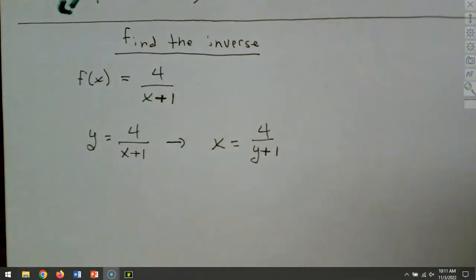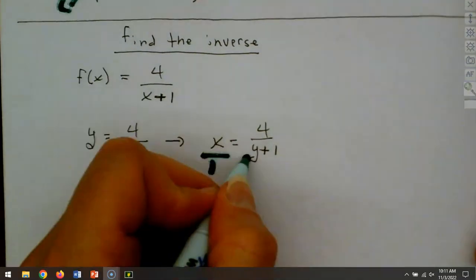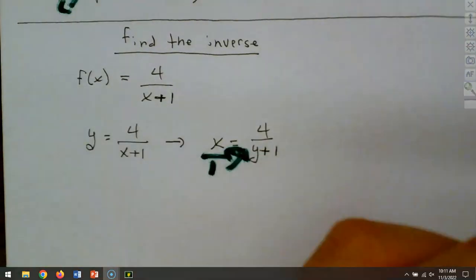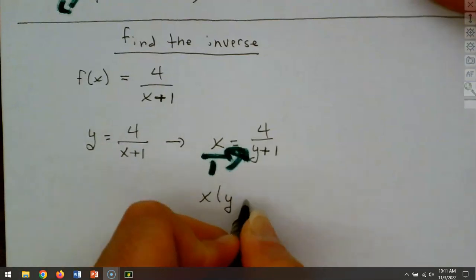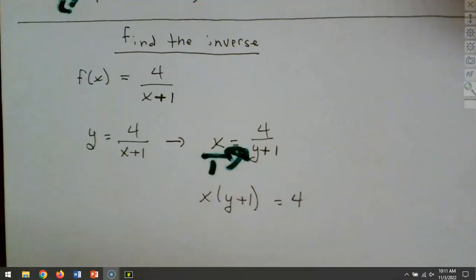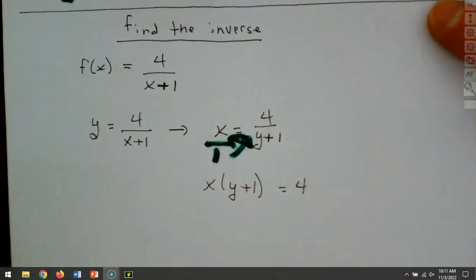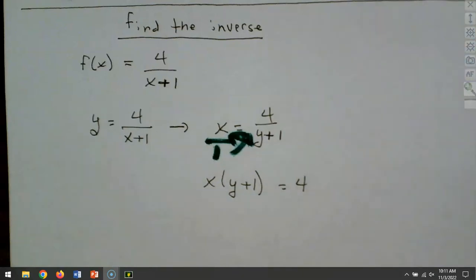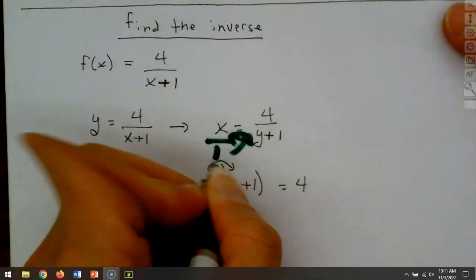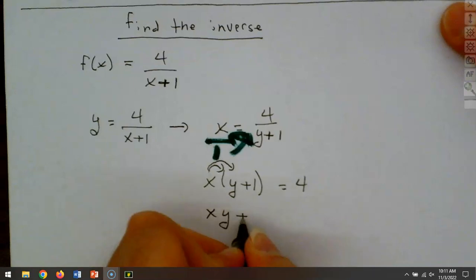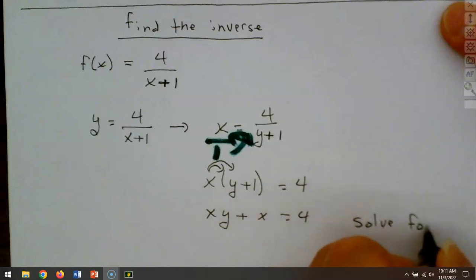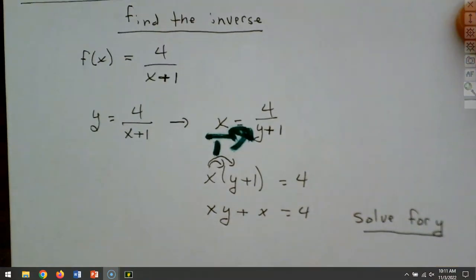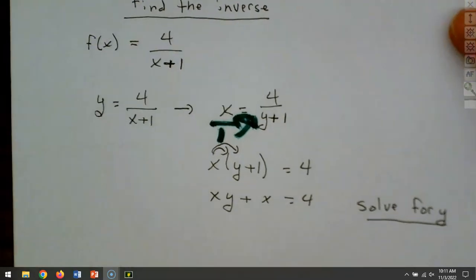So the first thing that we're going to do is cross multiply here. So when we cross multiply, we get x times y plus 1 equals 4. Now I do have to get rid of my parentheses, so I'm going to have to distribute that x through. And so that's going to be xy plus x equals 4. And again, we're going to be solving this for y.